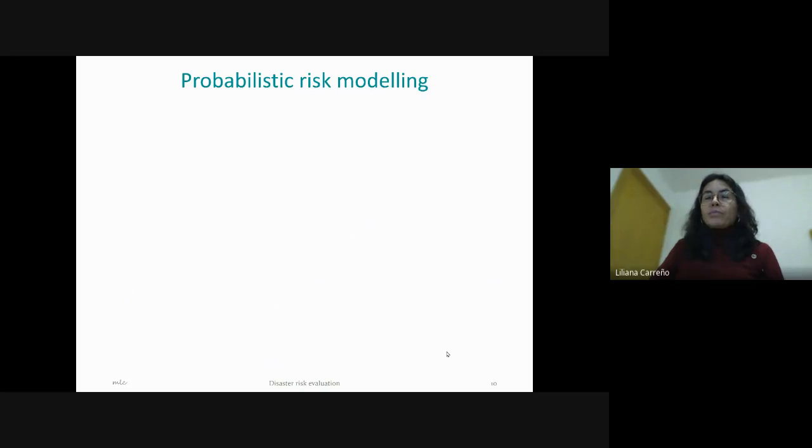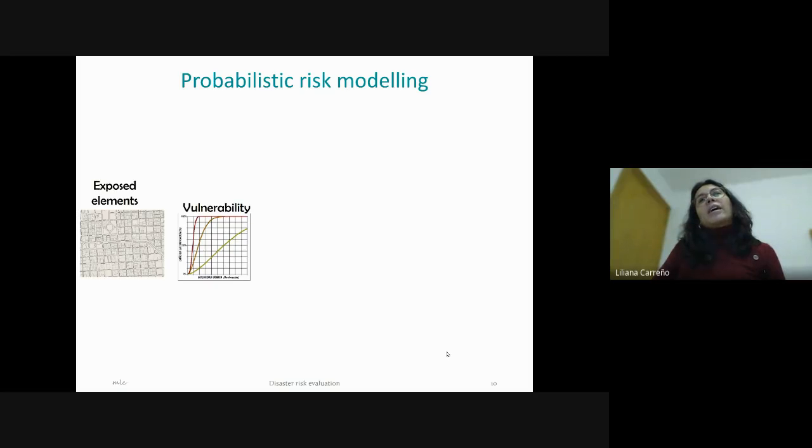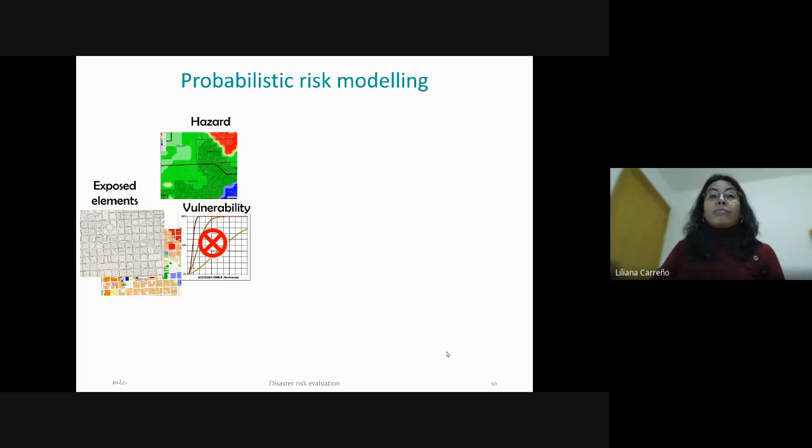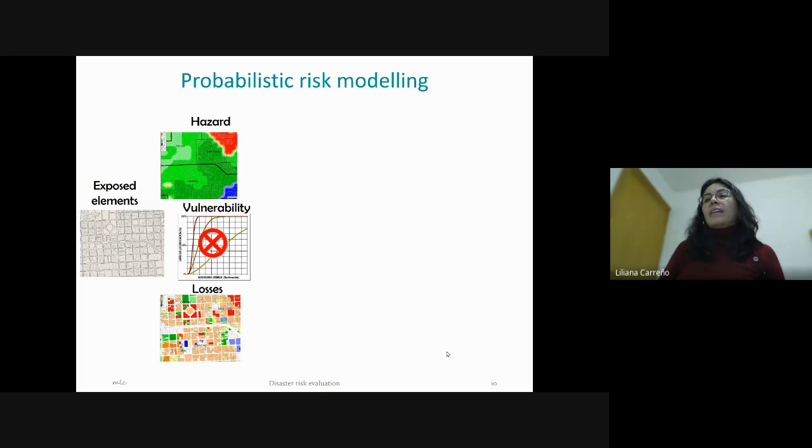So, the probabilistic modeling identifies a set of exposed elements, which can be different types of elements, characterized by some vulnerability conditions, and they are exposed to a hazard scenario. With this information, we can calculate and estimate the potential losses due to this hazardous event.